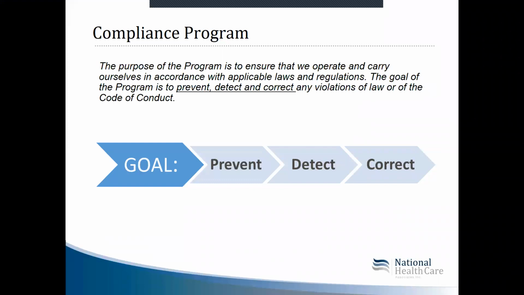National Healthcare Associates and its affiliated facilities have a robust compliance program, whose purpose is to ensure that we operate and carry ourselves in accordance with applicable laws and regulations. The goal of the program is to prevent, detect, and correct any violations of law or the code of conduct.